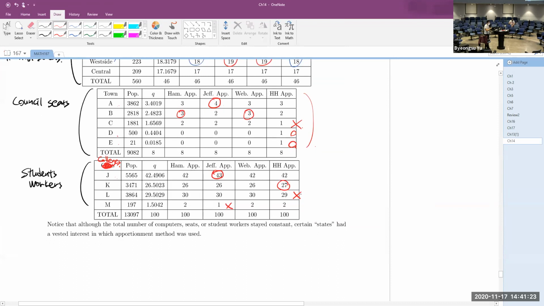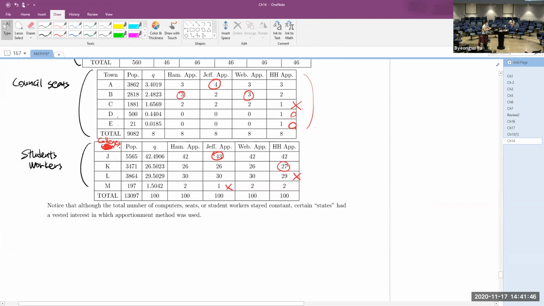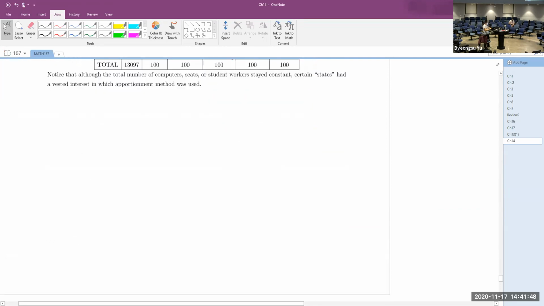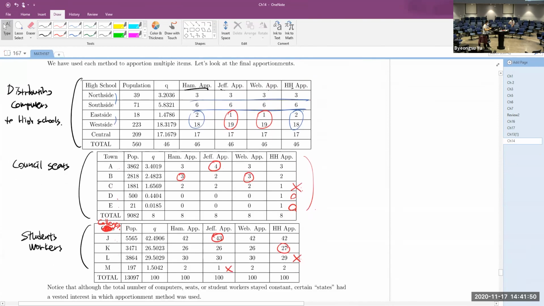But if you're a middle state, then sometimes you don't like the Hill-Huntington method. So when you need to decide what kind of apportionment method will be applied for your situation, think about your population, then choose the apportionment which is most preferable for you, right? Okay. Do you have any other questions on this example?